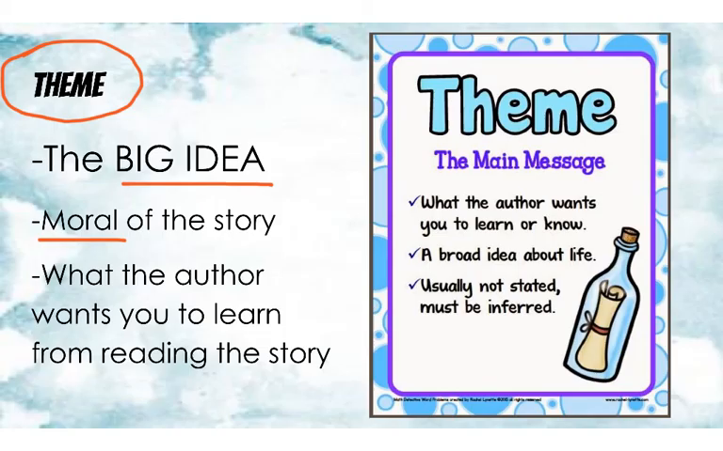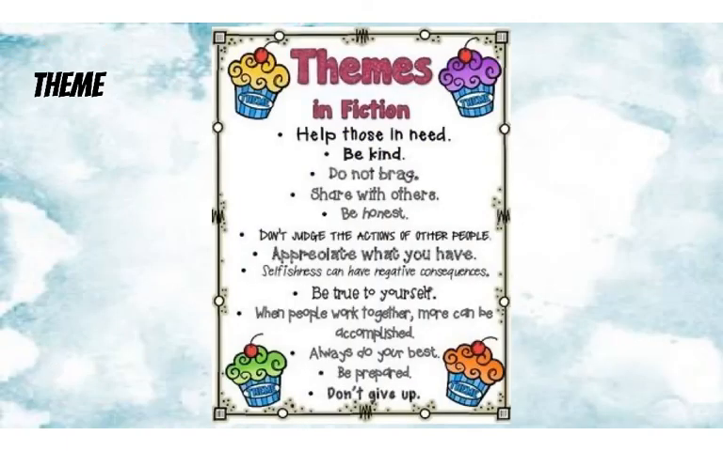Do you think you figured it out? I think that the theme of A Bad Case of Stripes was trying to teach us that we should just be who we are and not worry about what other people think of us. Themes can be different for each story, and different people can have different ideas of what the theme is. These are some common themes that we'll see in fiction stories. And fiction stories mean stories that are made up.